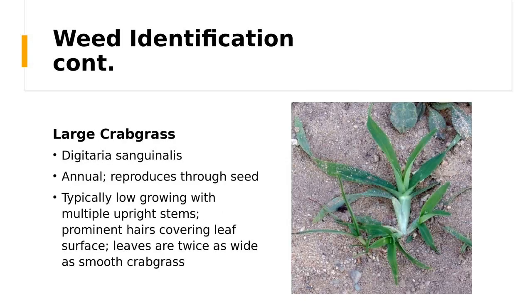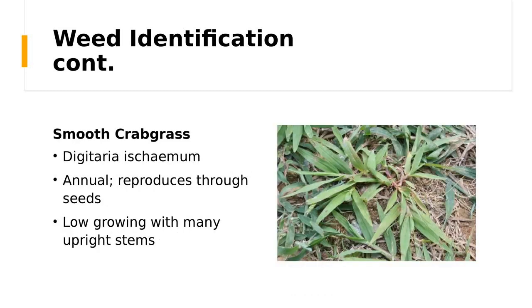This is large crabgrass, Digitaria sanguinalis. It's an annual. It reproduces through seeds. It's typically low growing with multiple upright stems. It's got prominent hairs covering the leaf surface, and the leaves are twice as wide as smooth crabgrass.